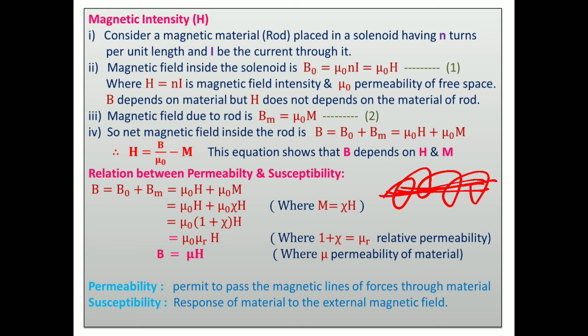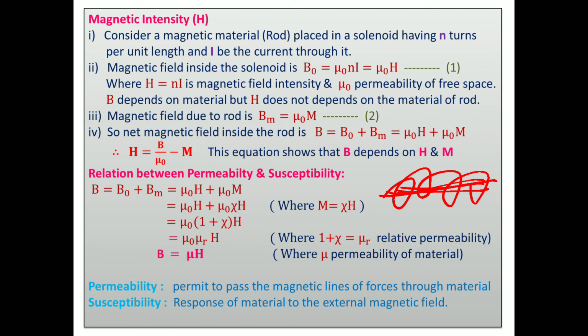Mu 0 is the permeability of free space, meaning air or vacuum. B depends on the material, but H does not depend upon the material. B depends on the material because it depends on mu 0, but H depends only upon the number of turns as well as the current. Okay, the magnetic field due to the rod, look at this: the magnetic field due to the rod Bm equals mu 0 M.